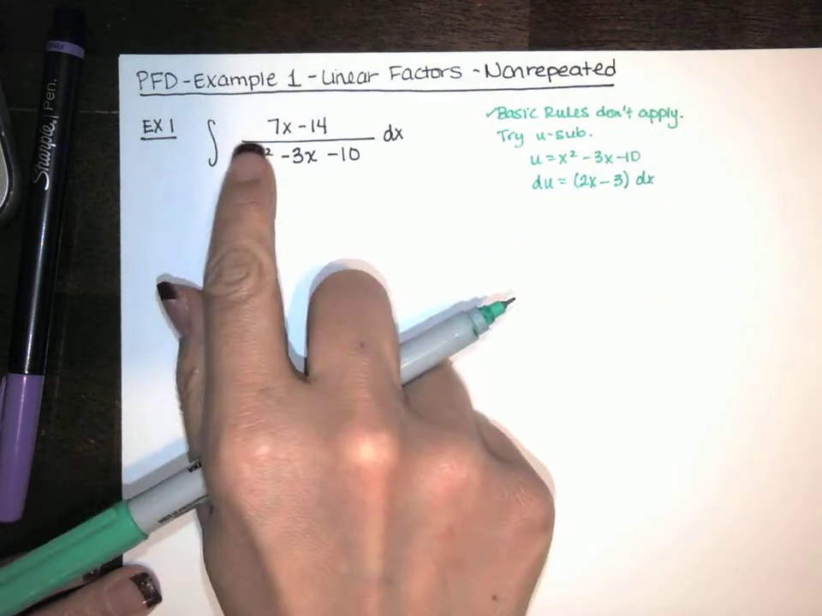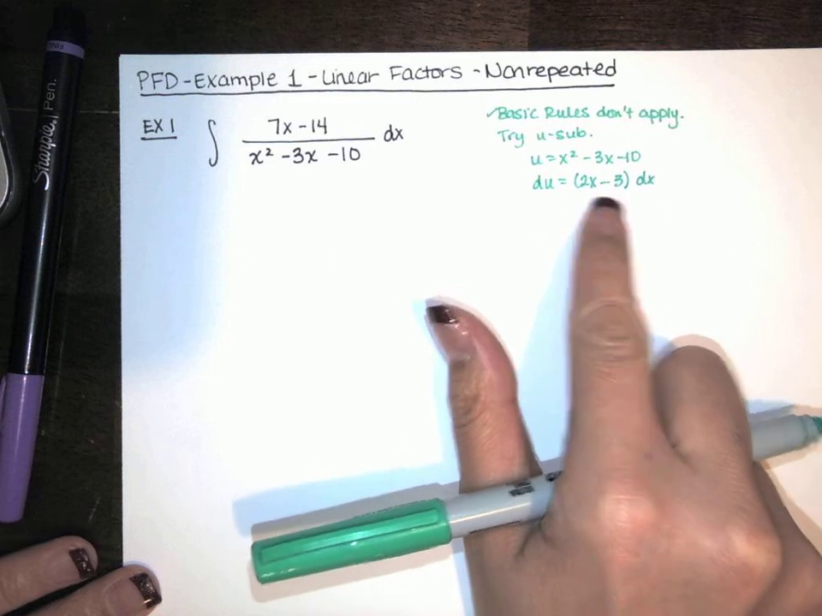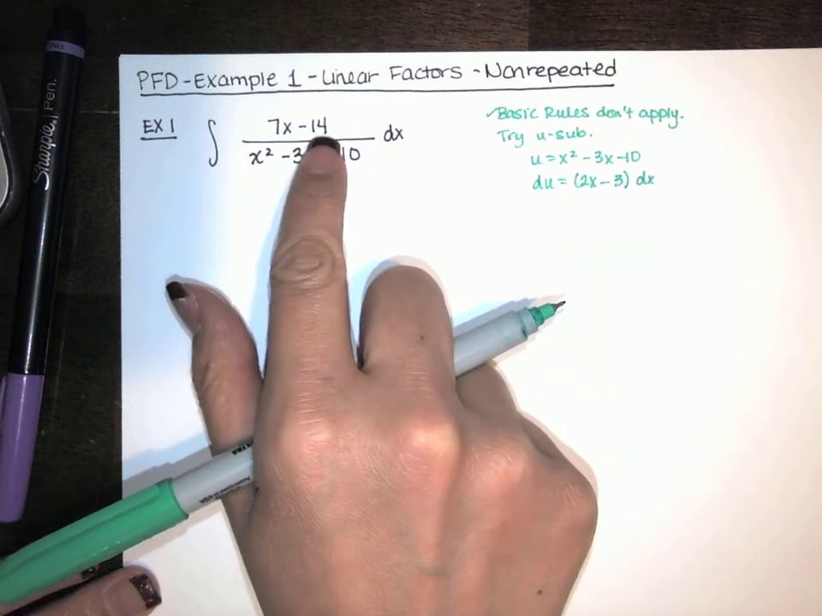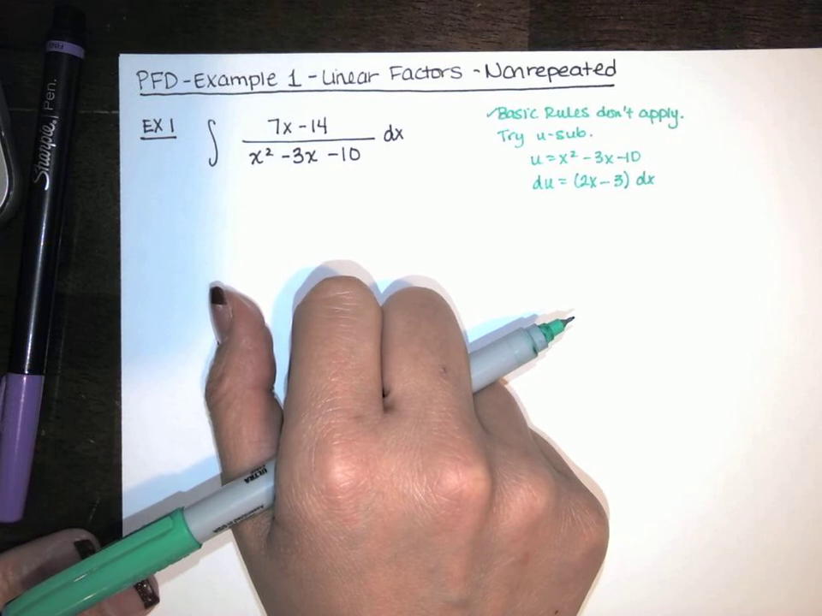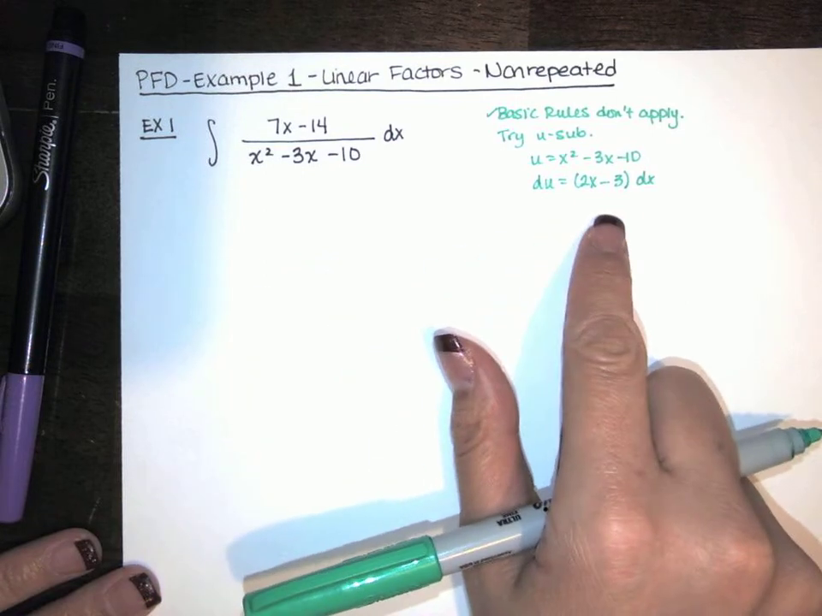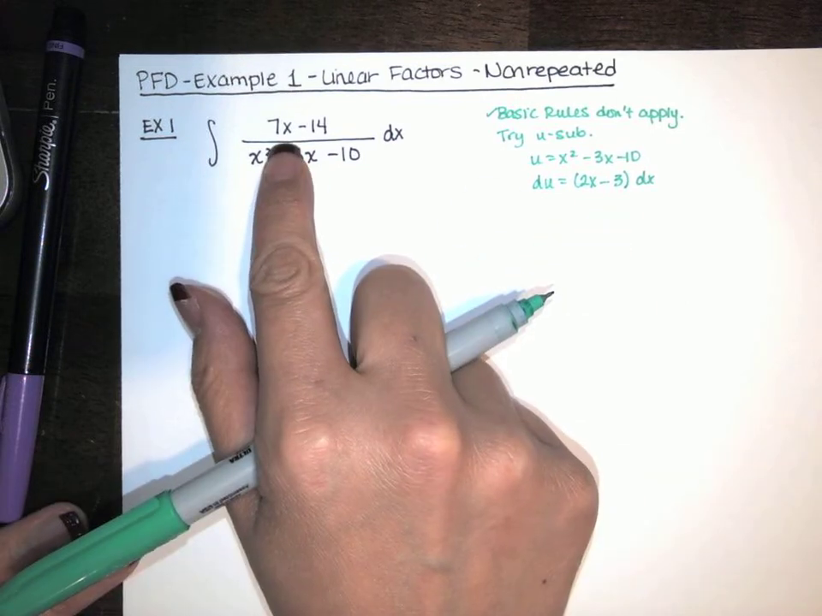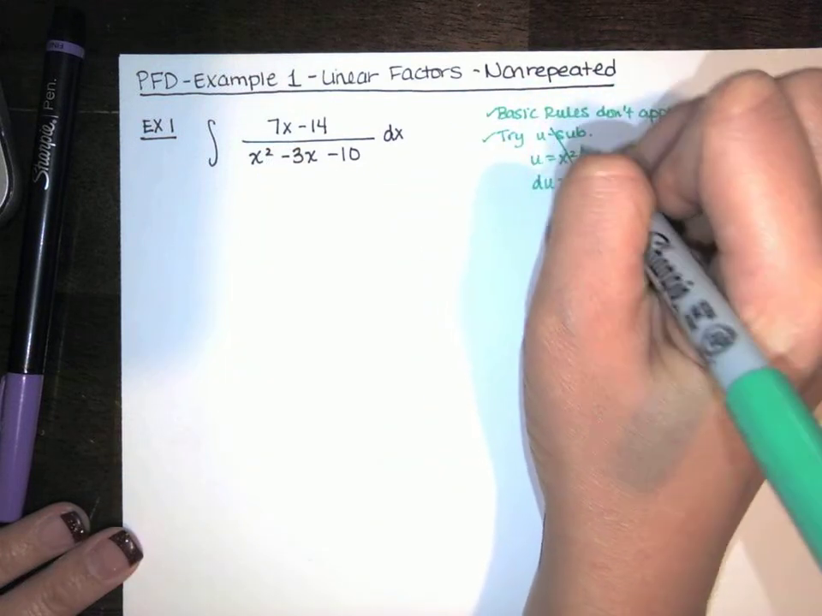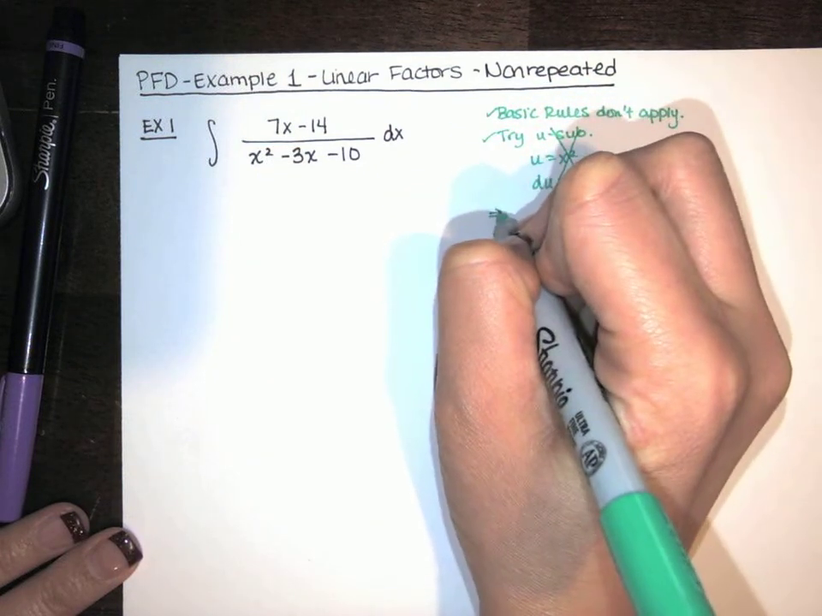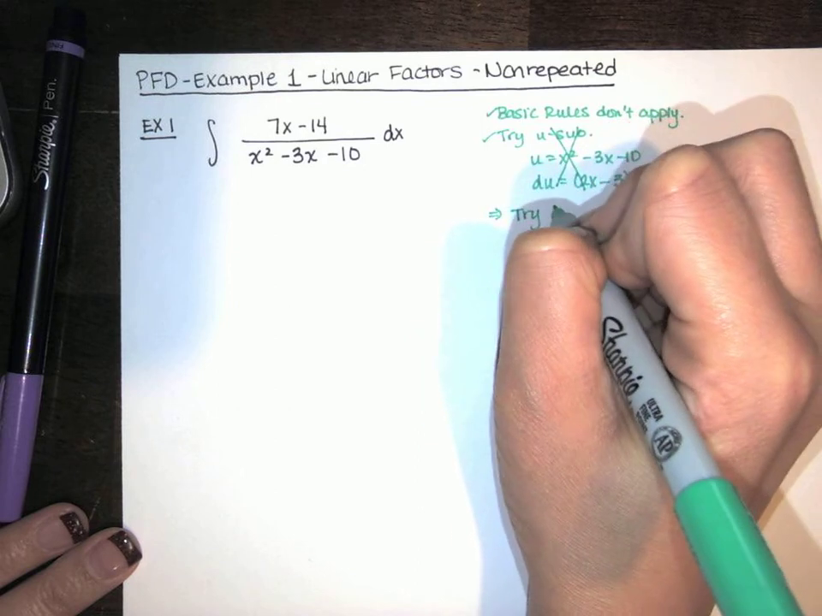Now, if I can multiply this 2x minus 3 dx by something and get the 7x minus 14 dx, well then I'd be good to go. Then this would be a U-sub. But I can't multiply this by a constant and get 7x minus 14 dx back. So U-sub fails. We tried U-sub, it doesn't work. So at this point we're going to try partial fraction decomposition.